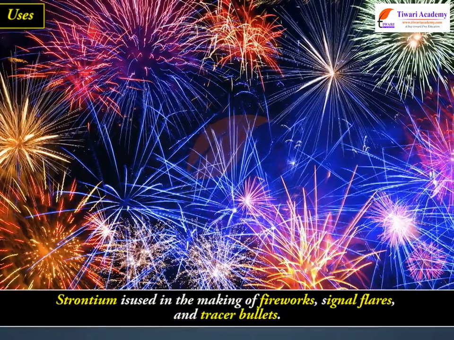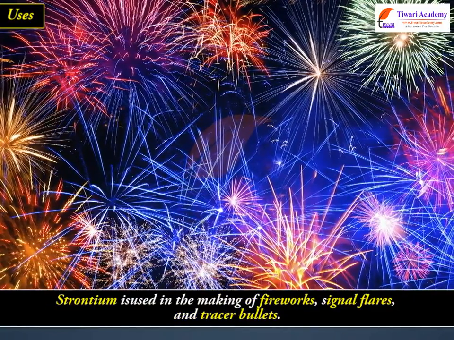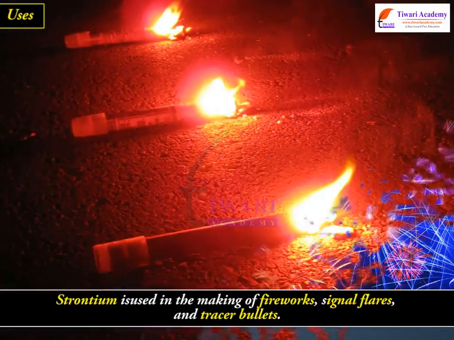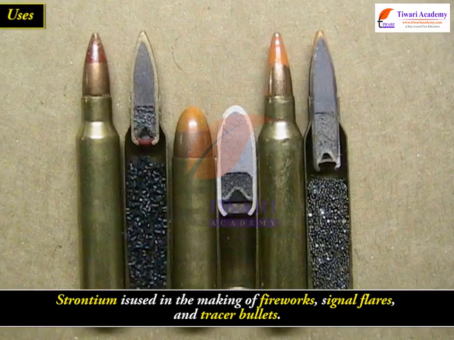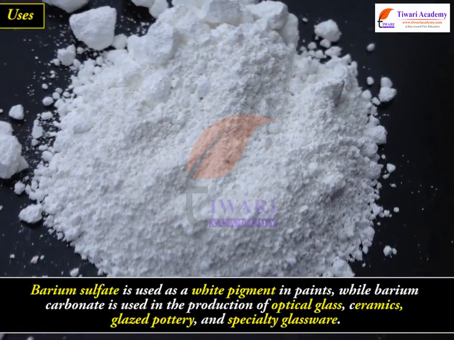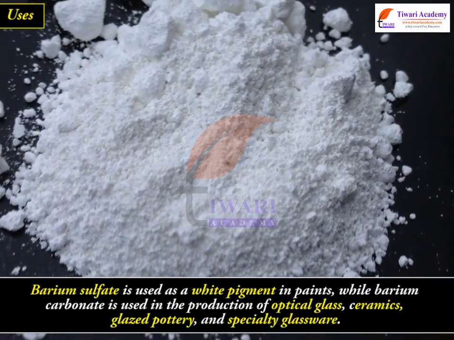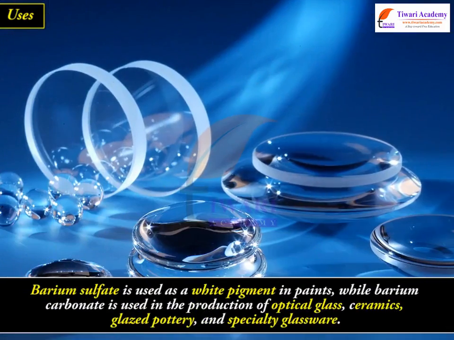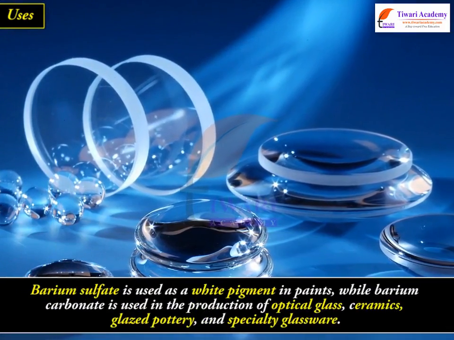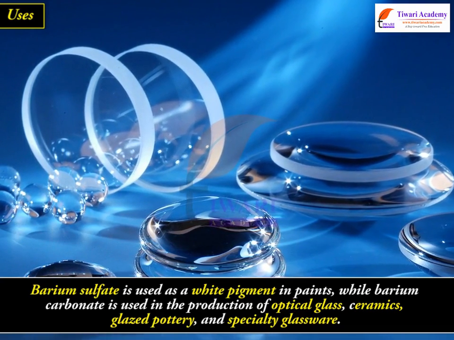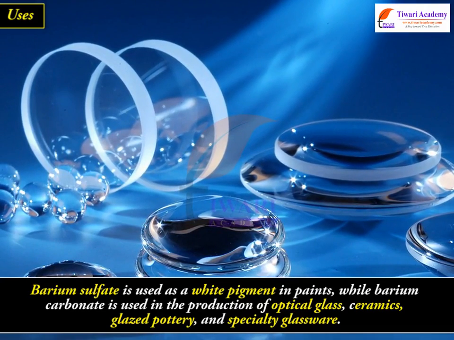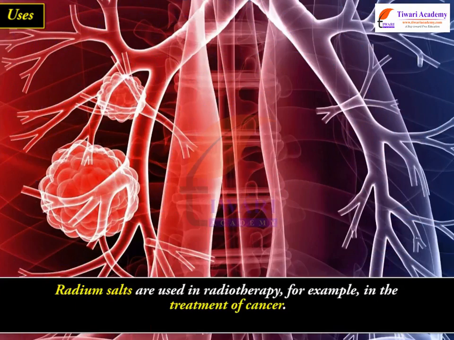Strontium is used in the making of fireworks, signal flares, and tracer bullets. Barium sulfate is used as a white pigment in paints, while barium carbonate is used in the production of optical glass, ceramics, glazed pottery, and specialty glassware. Radium salts are used in radiotherapy, for example, in the treatment of cancer.